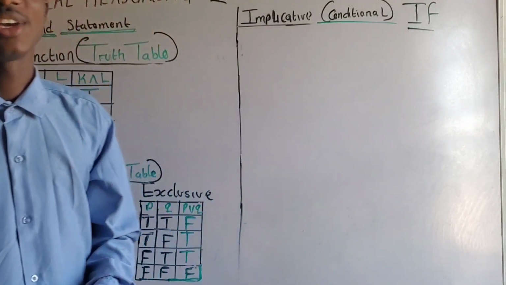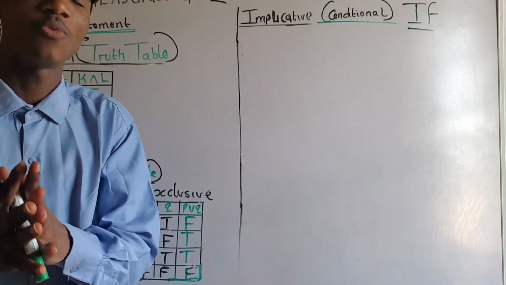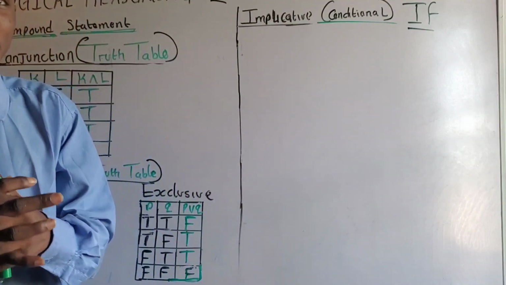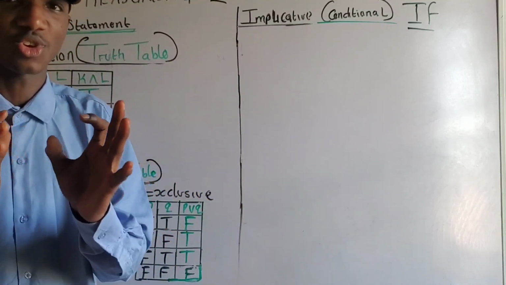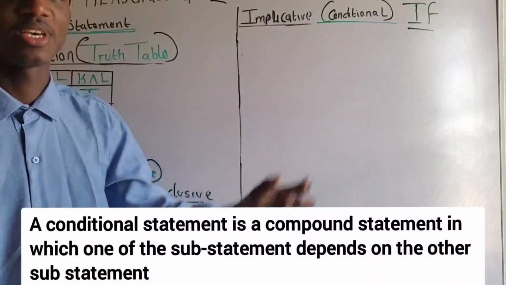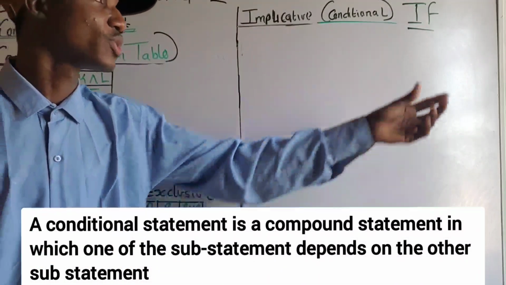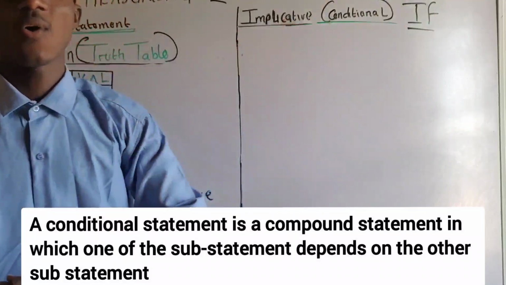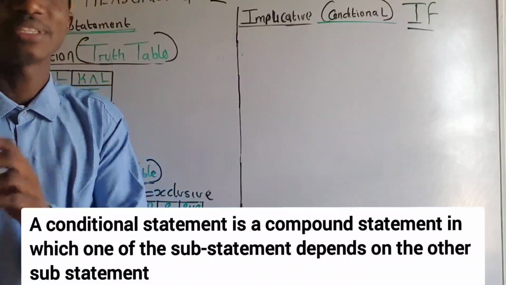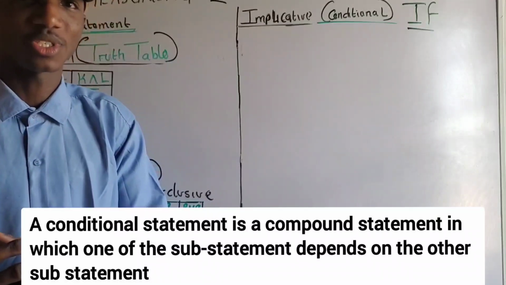Now, in a conditional statement, one of the statements depends on the other. Please pay attention. Listen to me. You're going to understand what I'm trying to say. In this particular compound statement, we have two simple statements joined together by this word if. Both are connected by this word, and one of the statements depends on the other. Are you getting what I'm trying to say?